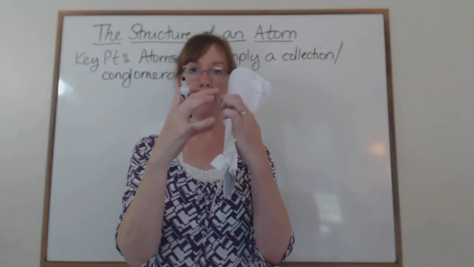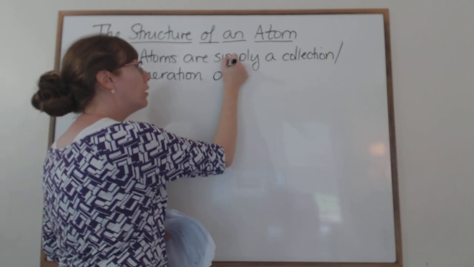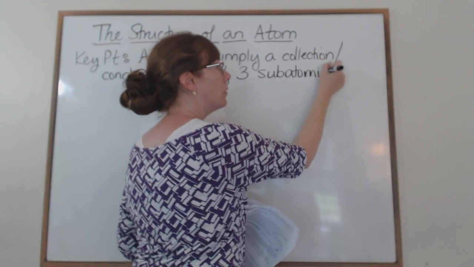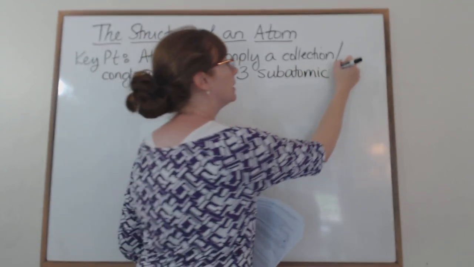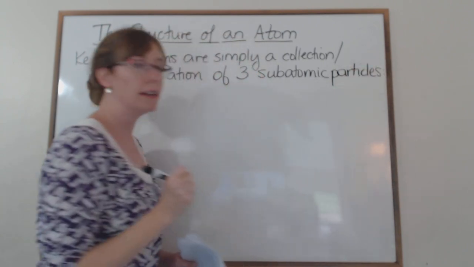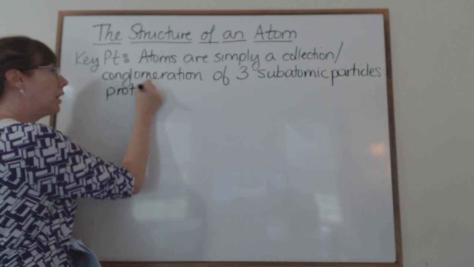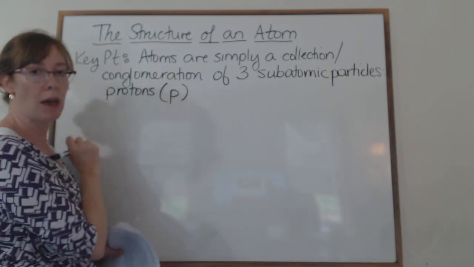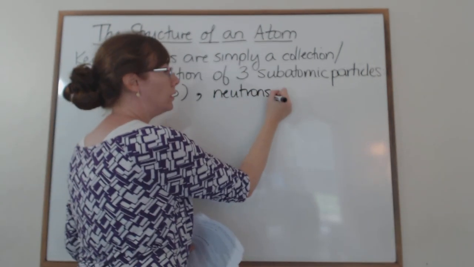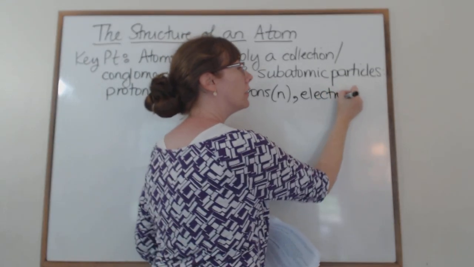Okay, a collection where they're all kind of together in space of three subatomic particles, meaning smaller than atoms. At the end of the day, you know what they are. They are the protons, and we'll abbreviate that with a little p, neutrons, which we'll abbreviate with a little n, and electrons.